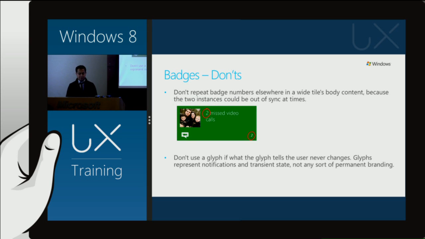What don't you want to do with badges? You don't want to be redundant here. Don't show a number count in two areas. There's a number of reasons why. First and foremost, it's redundant, but also they could be out of sync, and they're representing two different numbers if they're not updating properly. And don't use a glyph if the state of the app is never going to change. It shouldn't be a part of your branding. That glyph, that badge, should be used to show the status of your app.